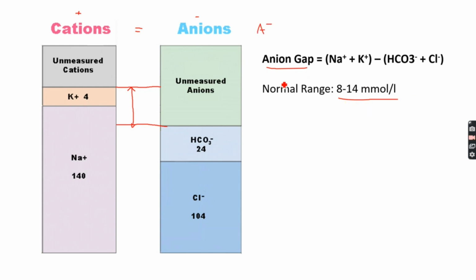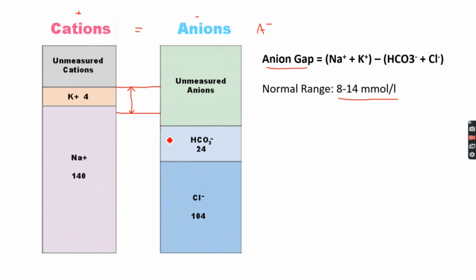Albumin is an anion. So what would happen if we had low albumin or hypoalbuminemia? Well, we would have less unmeasured anions. So actually, we would have a low anion gap because our line would come up to about here.